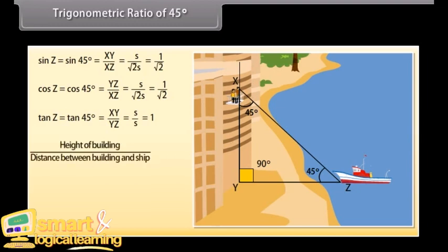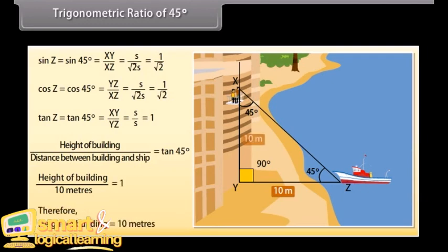Height of building upon distance between building and ship is equal to tan 45 degree. By substituting the values, we get height of building upon 10 meters, which equals 1. Therefore, height of building is equal to 10 meters.